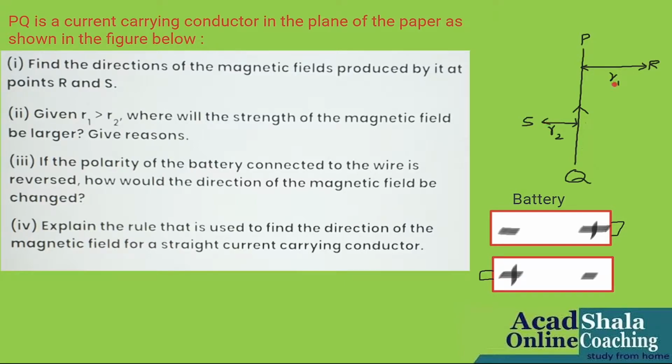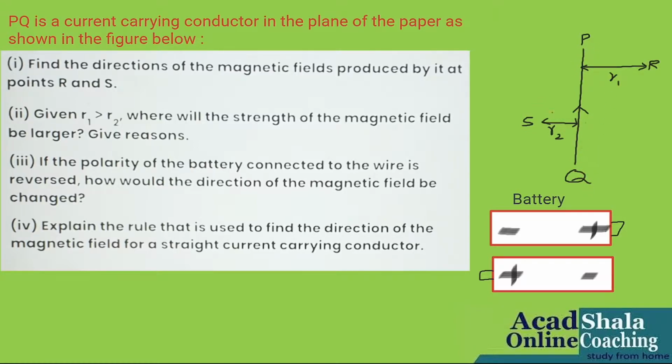Now children, over here, a little bit more understanding we have to create. That is R1 over here. Are you seeing R1 over here? Yes. So R1 is the distance of point R from the current carrying conductor, that is PQ. This is the name of the current carrying conductor given, PQ. And R2 is the distance, that is what? Of point S from the current carrying conductor PQ.